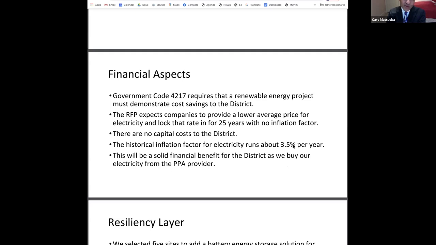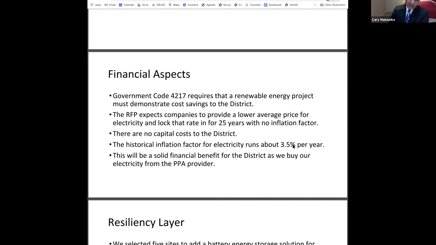So here's what we are negotiating, and it's in the RFP: we expect our average price of electricity to be lower than what we are paying today. There is going to be no inflation factor on that electricity for 25 years. That in itself is pretty remarkable. Up front, there's no capital cost to us. The company's going to invest all of their money to build out the system.